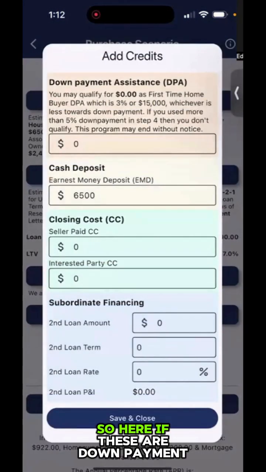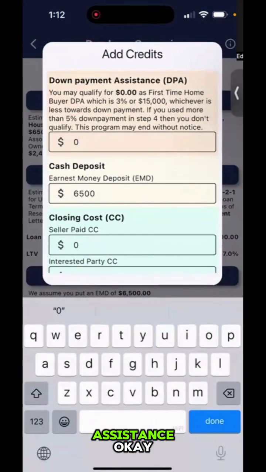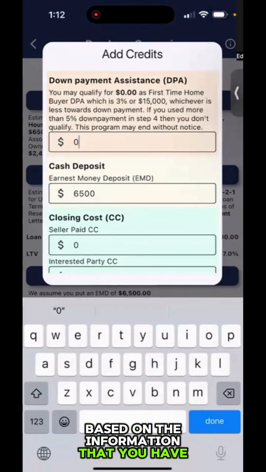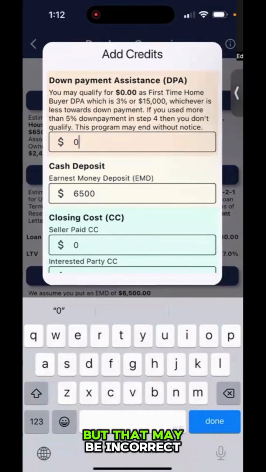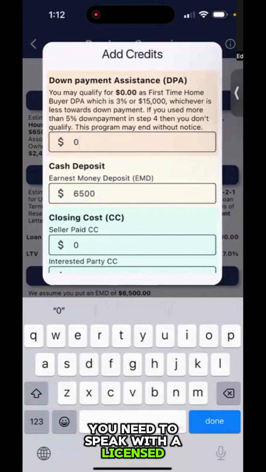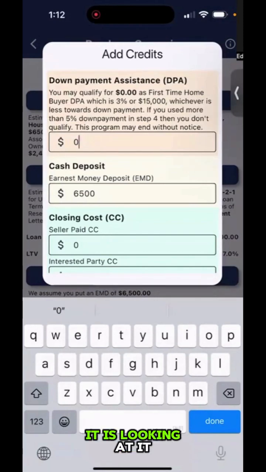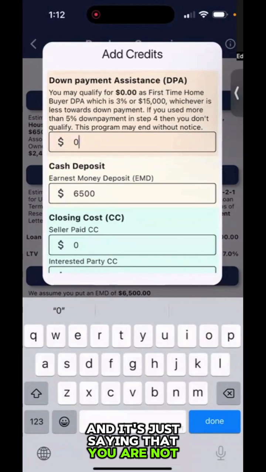Add credits. So here, if there's a down payment assistance, okay, now based on the information that you have so far provided, you do not qualify for down payment assistance, but that may be incorrect. You need to speak with a licensed person who can tell you. But since this is just a calculator, it is looking at it and it's just saying that you are not getting down payment assistance.